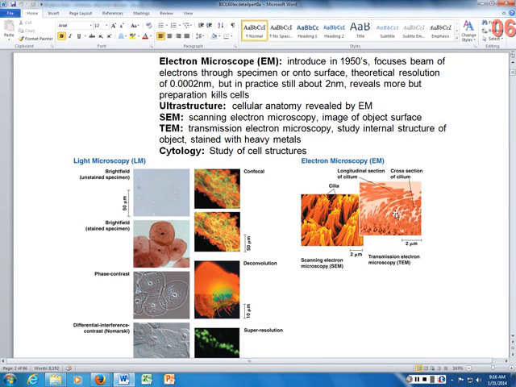And it does require toxic stains. Your sample has to be done, or dead. Dead, done, gone. And they have to be prepared in a vacuum. So it isn't like they are just quickly, easily prepared. There is some work in getting them prepared. And they're an extremely expensive tool.